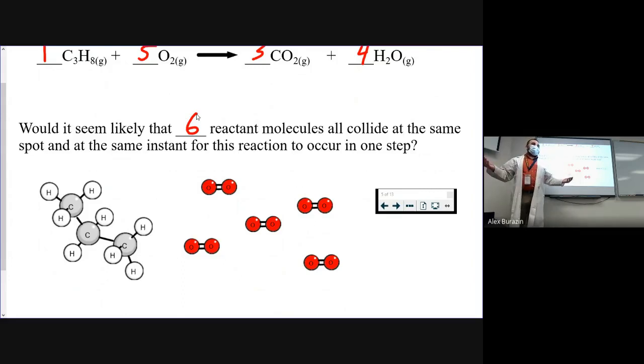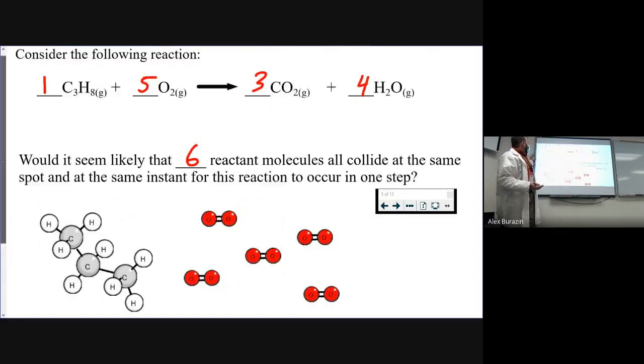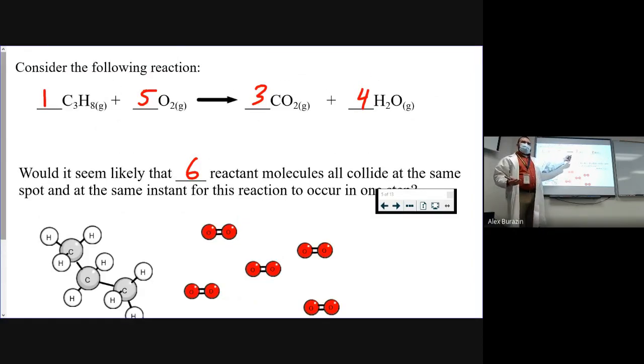Okay, so here's the issue though, right? Does this reaction occur? Let me give you some context. This is propane. This is oxygen. We're doing combustion, right? This is propane gas. That's what's in your grill if you have a gas grill at home. So does this reaction happen? Can you burn propane? Yeah, absolutely you can.